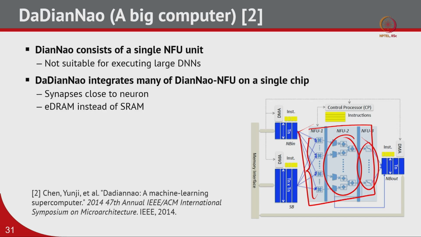So, you can think now we are going from a single core processor to multi-core processor. Now, again the idea is similar. There are synapses close to neuron, and then in DaDianNao they have EDRAM instead of SRAM. EDRAM is more energy efficient with respect to SRAM.